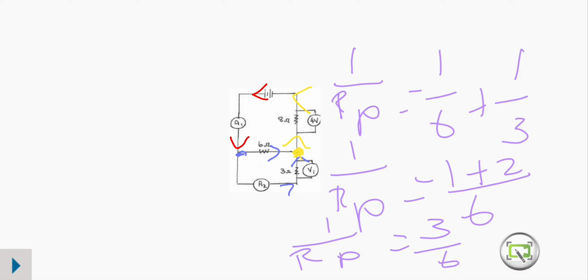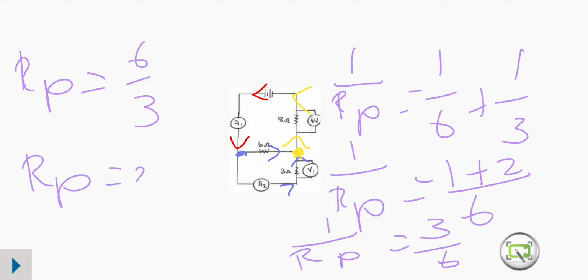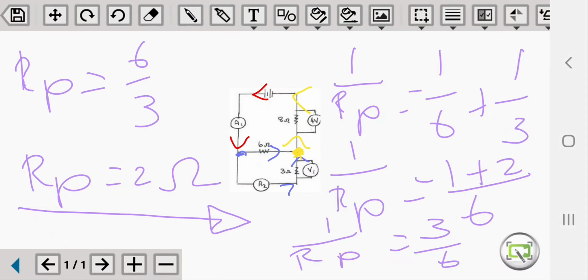But that's not it. We want resistors in parallel and not 1 over resistance in parallel. So we need to get the reciprocal. We're swapping top and bottom. We're swapping the whole thing around. So resistance in parallel is 6 over 3. And that gives us a final answer of 2 ohms. Remember your unit. For resistance, our unit is ohms. So this is the resistance in parallel. But we're not done as yet.